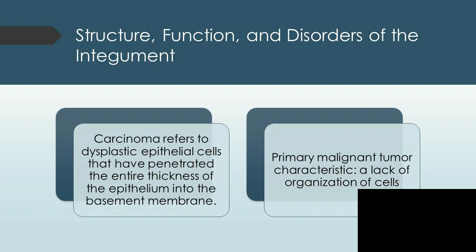Carcinoma refers to dysplastic epithelial cells that have penetrated the entire thickness of the epithelium into the basement membrane. So this is a problem. It will need to be removed, usually surgically. A primary malignant tumor characteristic, the biggest characteristic, really the primary characteristic, is a lack of organization of cells.